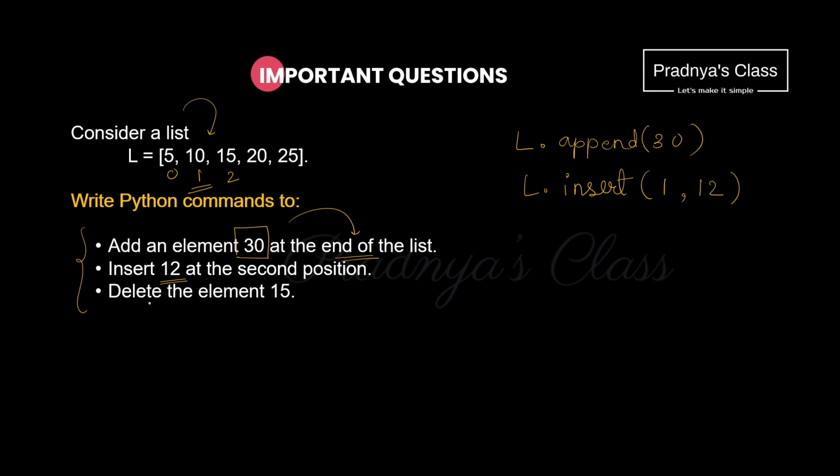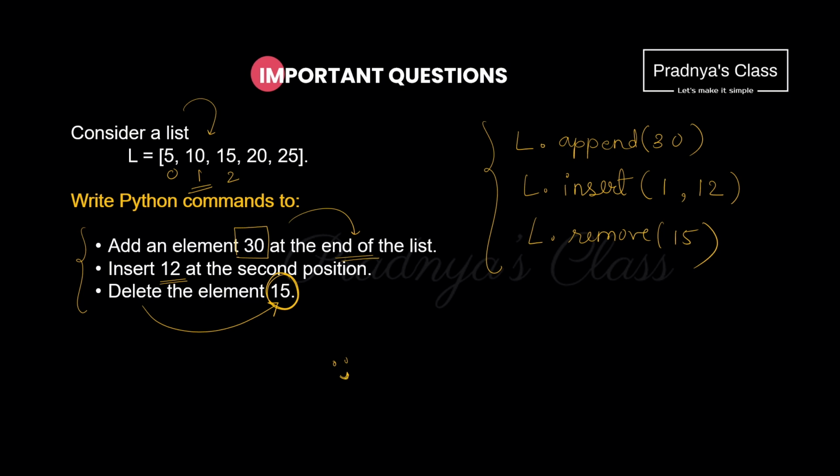Alright, let's check out the third instruction. We need to delete element 15. We already know there are 3 options to delete an item from the list. The first is pop, the second is remove and the third one is the del statement. But here we need to work on the element, not on the index. For that we can use the remove method. So the correct command will be L dot remove and in the brackets we need to mention the element. So here is our final answer. Hope you understood this explanation.